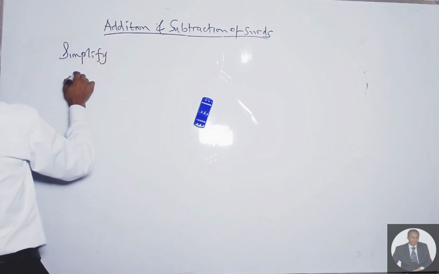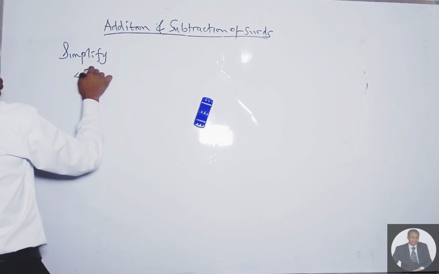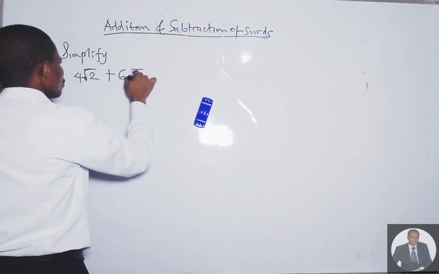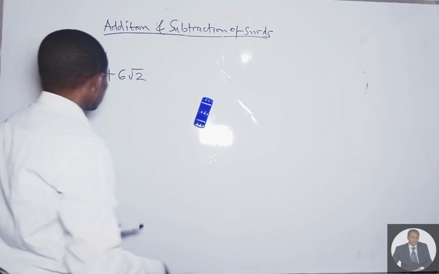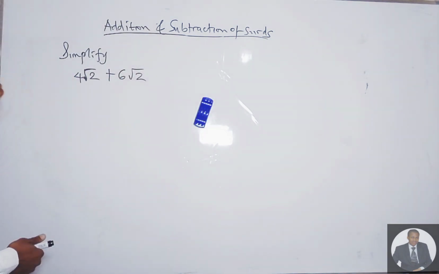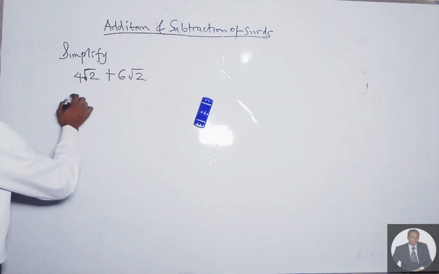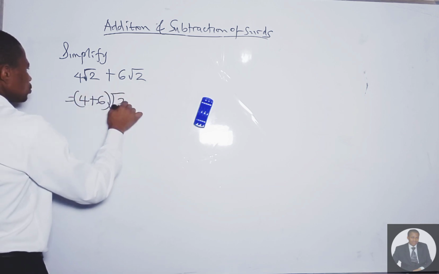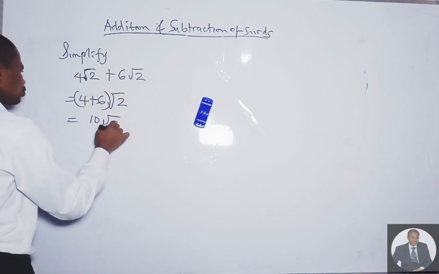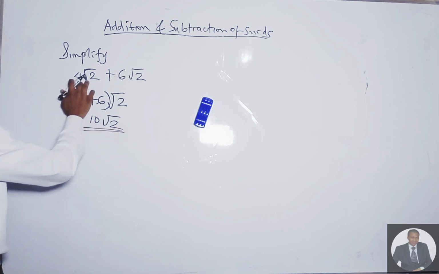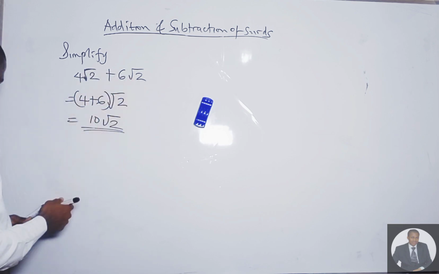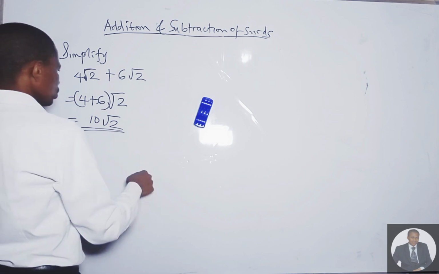Simplify 4 root 2 plus 6 root 2. These are like surds because they have the same root. So what do we do? We just say 4 plus 6, root 2. That will give us 10 root 2. 4 plus 6 is 10, then we bring the root 2 along.